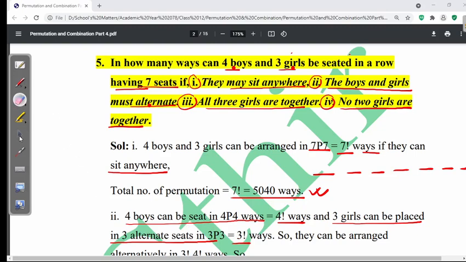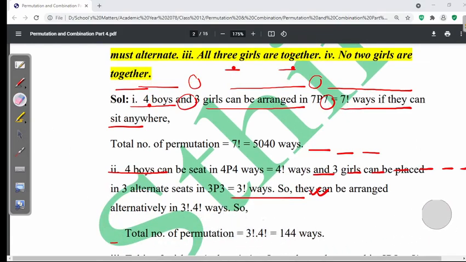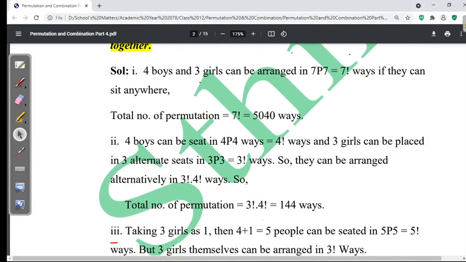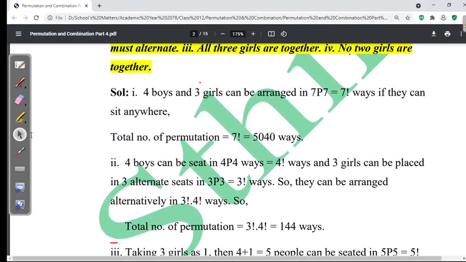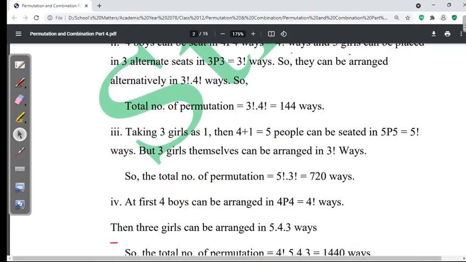So they can be arranged in 3 factorial times 4 factorial ways, which is 144. In this case they sit in alternate positions. The number of boys and girls and their alternate positions are equal. Now moving to the third question, the third part. What is the third part? All 3 girls are together.